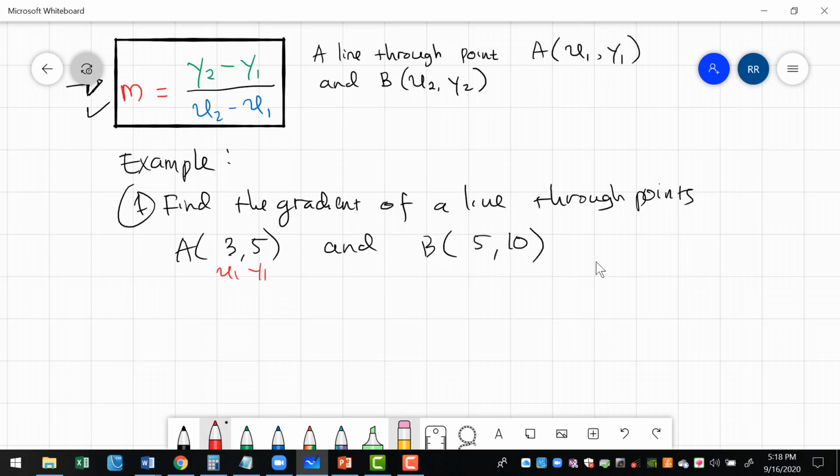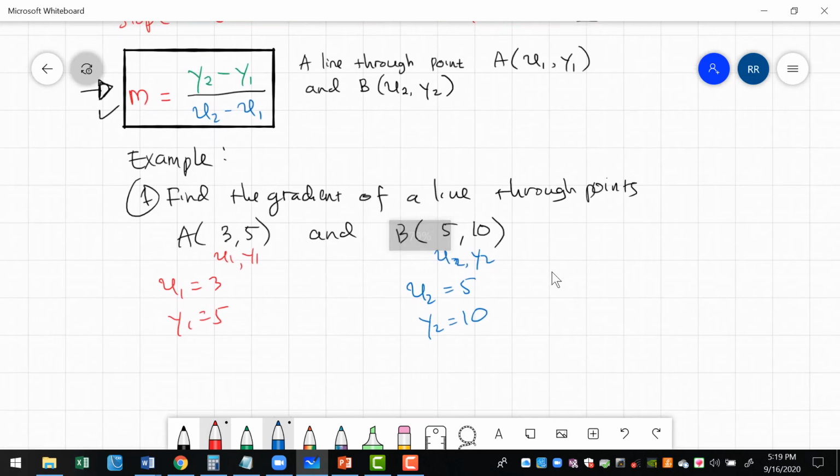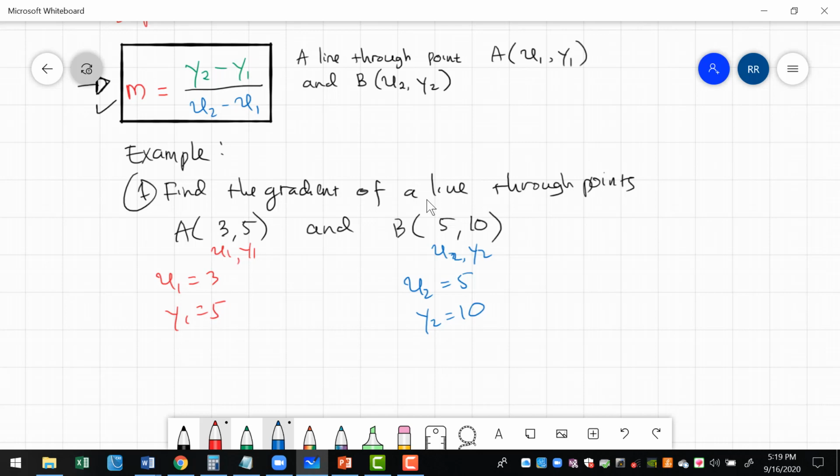So let's say I name this one x1 and y1, and this one here x2 and y2. Which means that x1 is equal to 3 and y1 is equal to 5 for the coordinates of A. And for the coordinates of B, I have x2 equals 5 and y2 equals 10. Using the formula that I gave you here, the gradient or the slope M is equal to, let's write the formula first, y2 minus y1 over x2 minus x1.